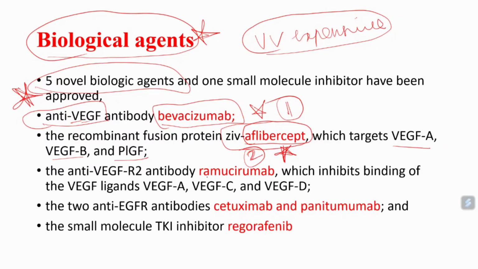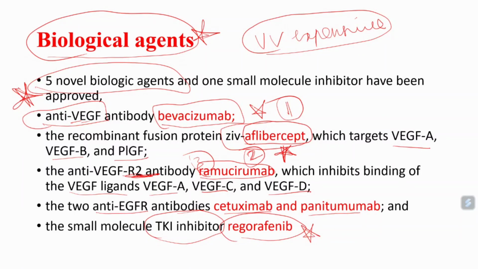The third one is ramucirumab. Ramucirumab is an anti-VEGFR2 antibody. It inhibits the binding of VEGF ligands VEGF-A, VEGF-C, and VEGF-D. So the third one is ramucirumab. You have to remember this. Fourth, we have two anti-EGFR antibodies, cetuximab and panitumumab. And finally, we have one TKI inhibitor. In previous classes, we discussed TKI inhibitors. Regorafenib is another biological agent, a TKI inhibitor. So these are the different biological agents used for colorectal cancer.